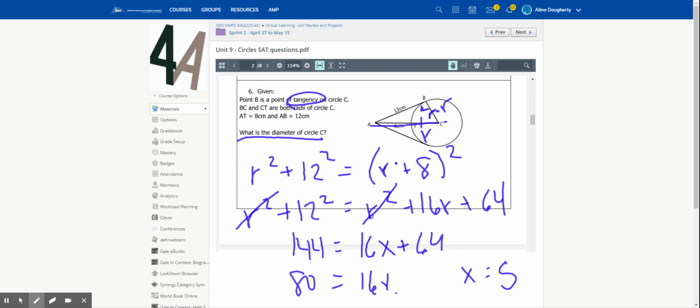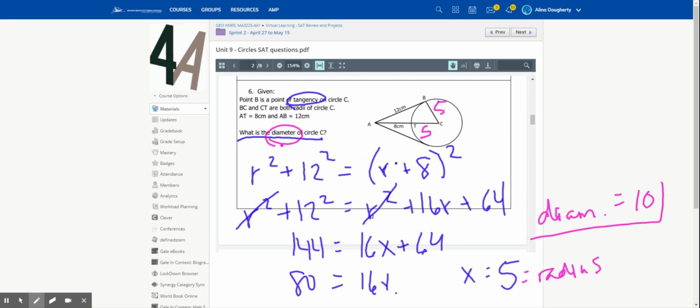X equals 5. We're going to be tempted to make that our answer, but remember what was x, right? Or really r. So r was the radius. And I'm asked for the diameter. So if I know the radius is 5, what is the diameter? Diameter is 2 times that, which is 10, right? Because the diameter is all the way across, whereas the radius is only halfway across.